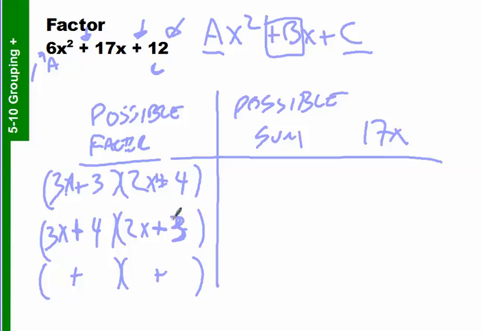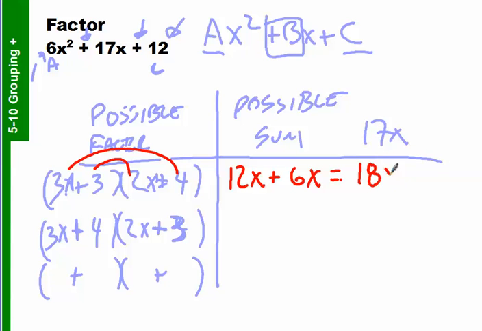So then I'm going to multiply to try and find the middle term. And the middle term is going to be the sum of the product of the outsides and the product of the insides. So 3x times 4 is, oh, I don't know, it's 12x. And 3 times 2x is 6x. So if I add these two things together, I will end up with 18x, and that is not what I'm looking for. So let's try this.